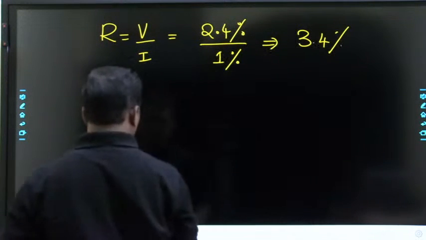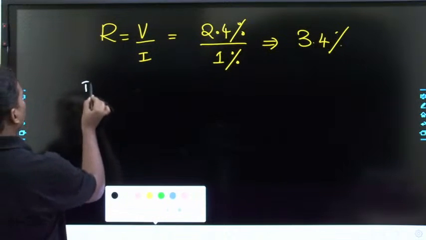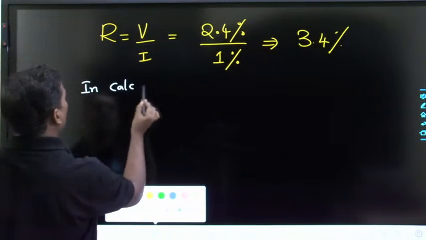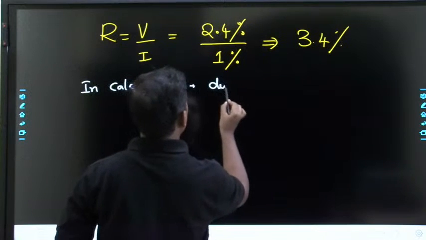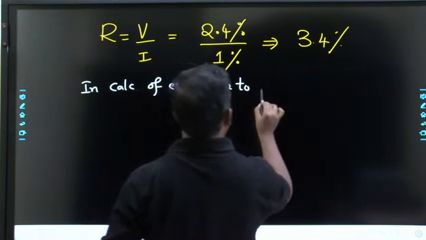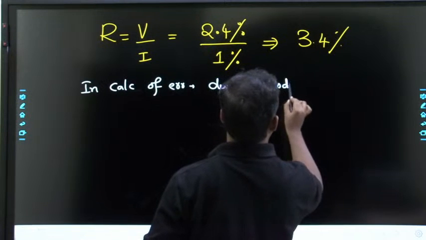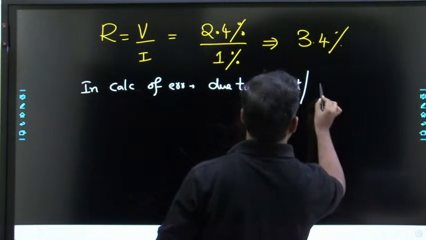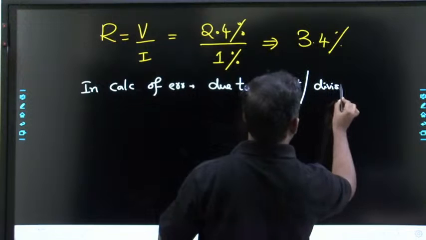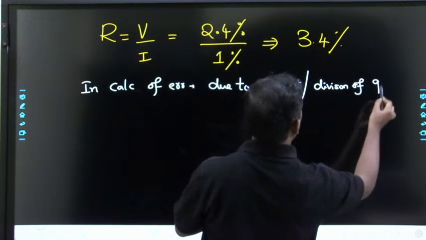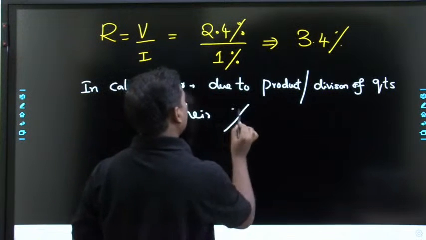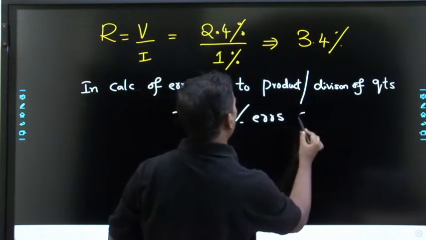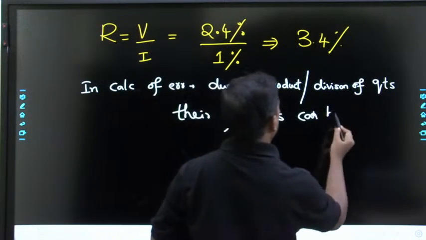Why? Because in calculation of errors due to product or division of quantities, their percentage errors can be added. Percentage errors can be added.